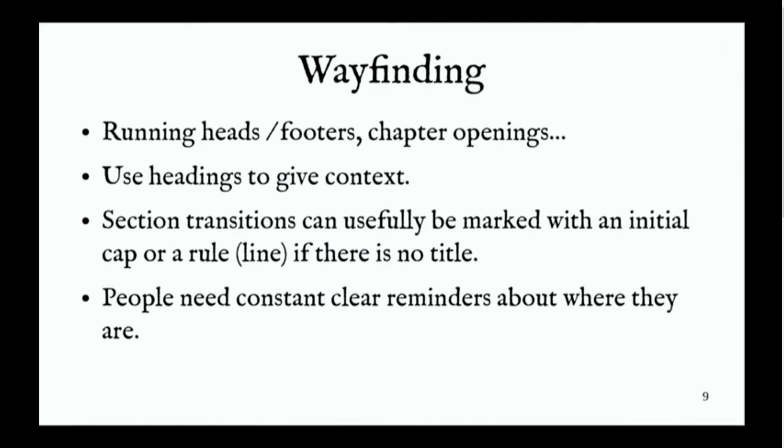Beginnings of chapters need to be big and bold so you can find them when you flip through the publication. Use headings to help give context and show people where they are. Transitions between sections can be usefully marked with an initial cap, a larger first letter, or with a line if there's no title. That way, when you're flipping through, you find the beginning of the section quickly.